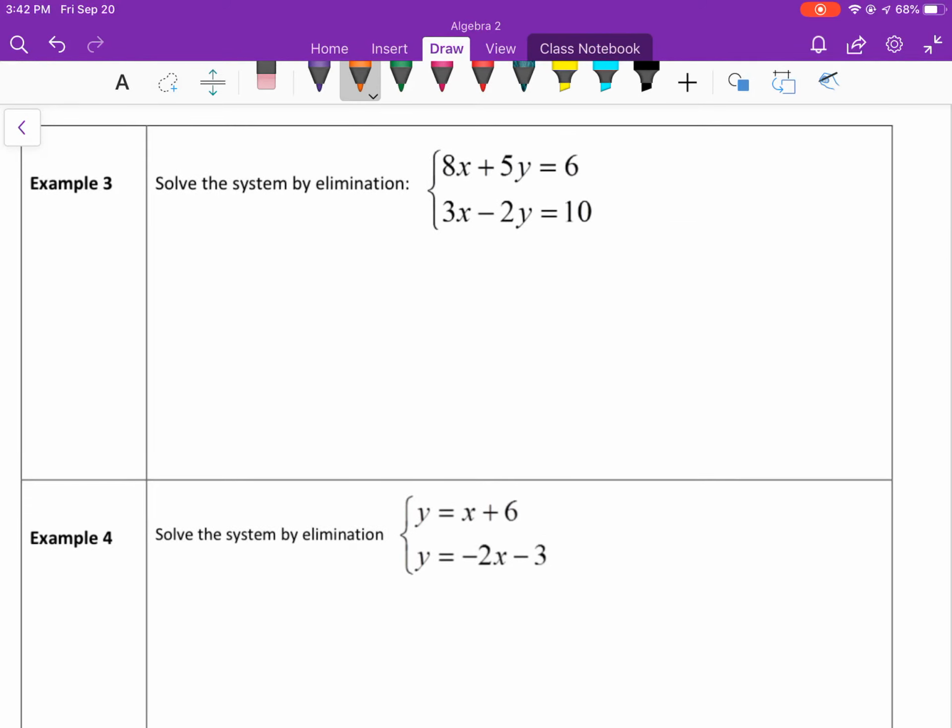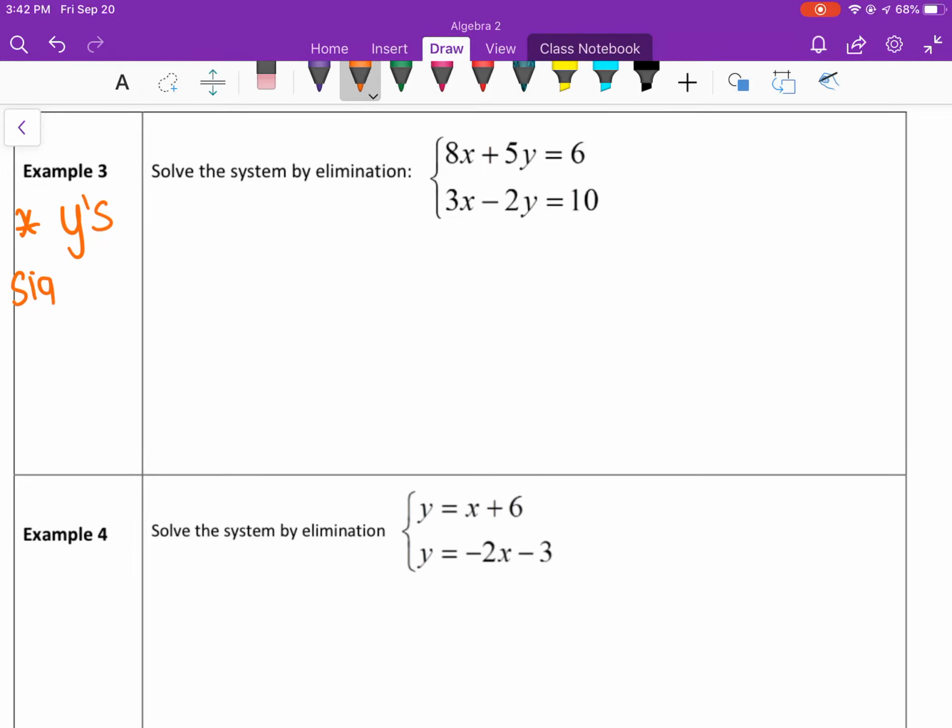Here's example 3. In example 3, I have them lined up. I have my x's, my y's, my operations, my 6 and 10. Everything's lined up good. But I don't have opposites. And so we have to make opposites using multiplication. So I'm going to try to eliminate my y's. And I'm going to do that because the signs are different already. I have one y that is positive and one y that's negative.